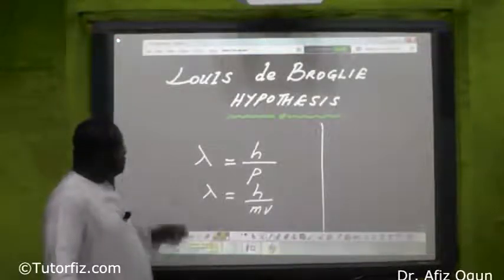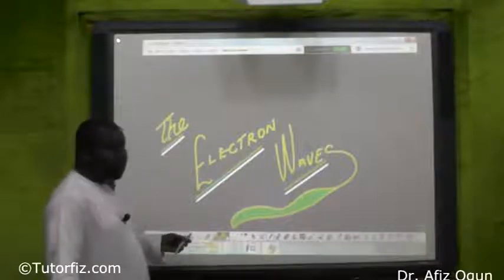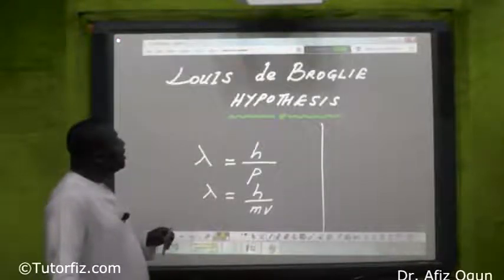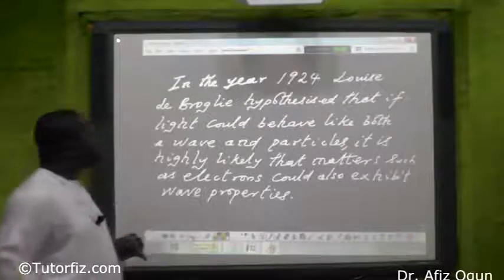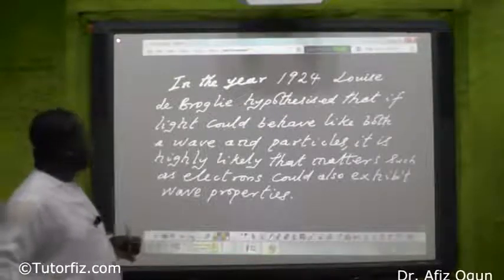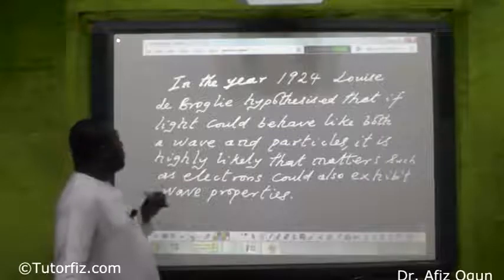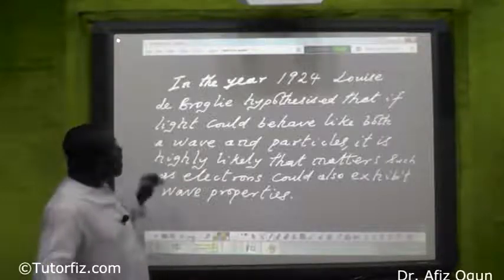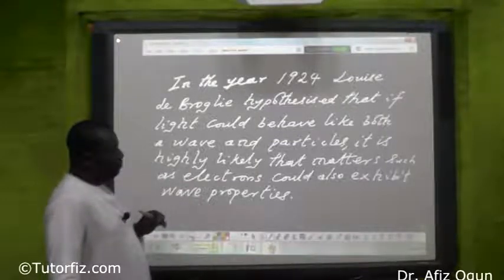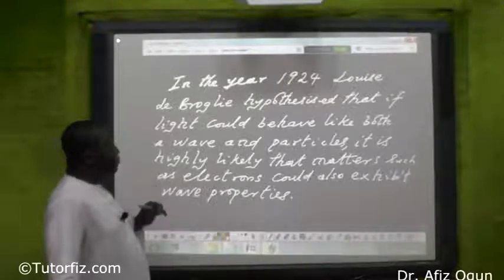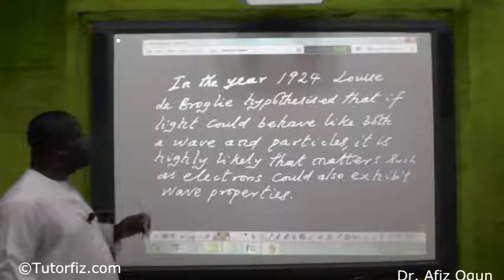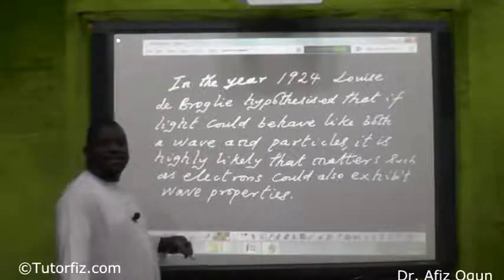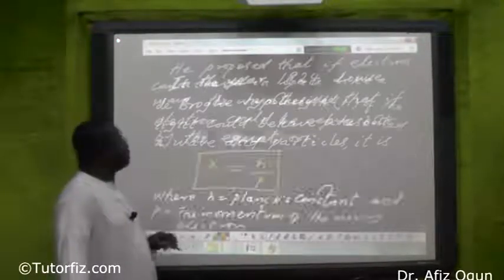Write this down. First, the topic: Louis de Broglie, or the de Broglie hypothesis. In the year 1924, Louis de Broglie hypothesized that if light could behave like both a wave and particles, it is highly likely that matter such as electrons could also exhibit wave properties. Write this down. Let us continue.